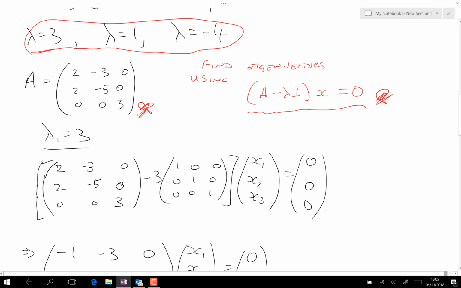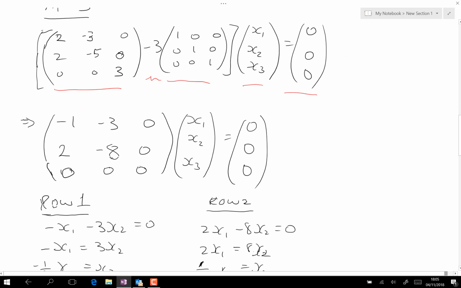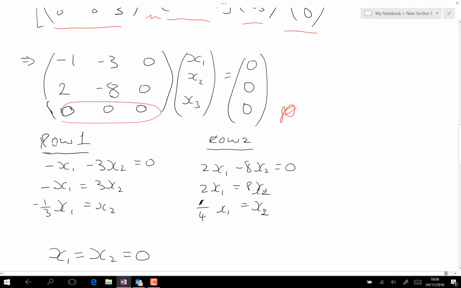So the first thing we're going to do is use our first eigenvalue, 3. So we have (A minus lambda I) times x equals 0. If we do that subtraction, all we really do is subtract 3 from the leading diagonal, and it gives us this new equation here. Now if we look at row 3, we can see that it tells us nothing. It tells us that 0 lots of x1 plus 0 x2 plus 0 x3 equals 0. So there's nothing to be gained from looking at row 3, and we need to concentrate on row 1 and row 2.